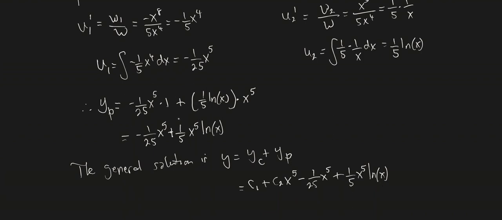So there's our y sub p, there's our general solution, and there ends our examples of solving non-homogeneous Cauchy-Euler equations.